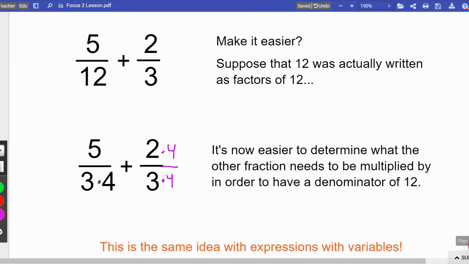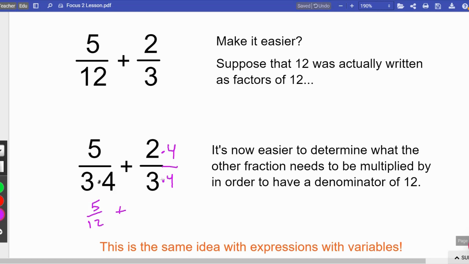And recall, we're not changing this. We're not cheating. We're not changing this thing, because if we multiply it by a fraction 4 over 4, we're just multiplying it by a 1, and that doesn't change it. So what ends up happening here is you get 5 12ths, which is what we had.